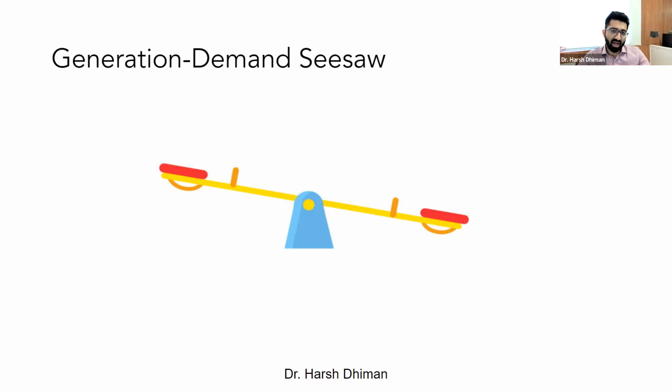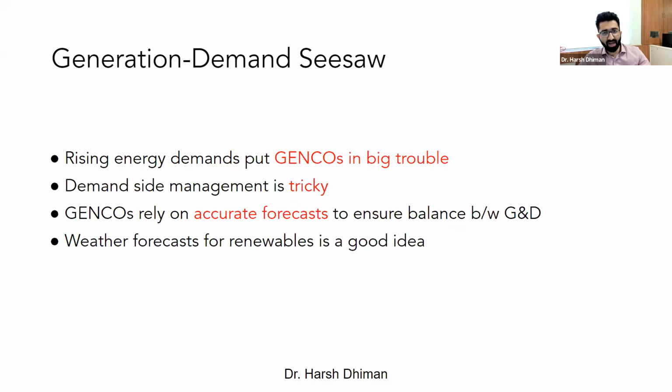So this again, the generation demand seesaw. Why we are focusing on the generation demand seesaw is that the need for condition monitoring, especially in the power sector, arises from this generation demand seesaw. And why the big generating companies are in trouble is because the demand for energy keeps on rising.